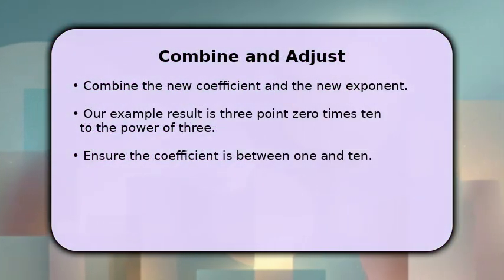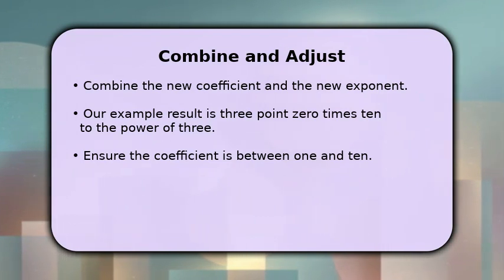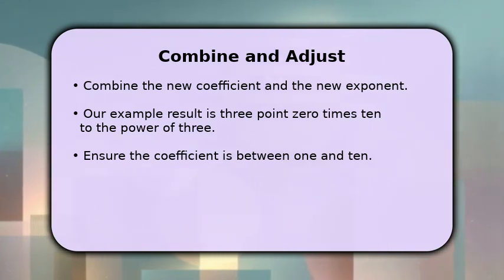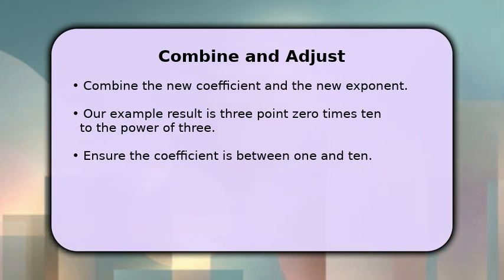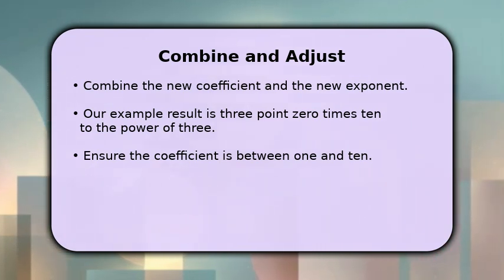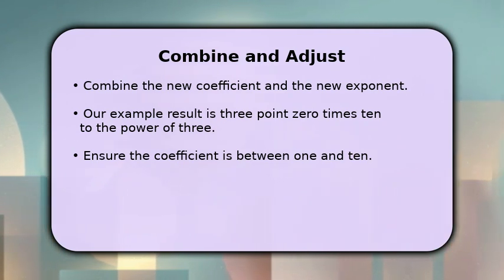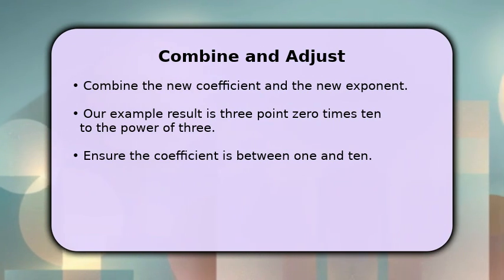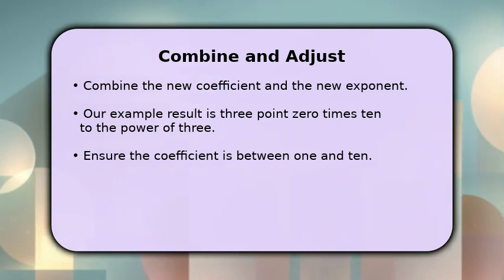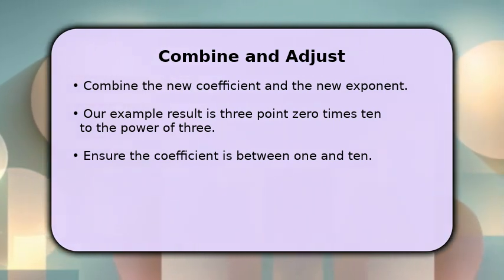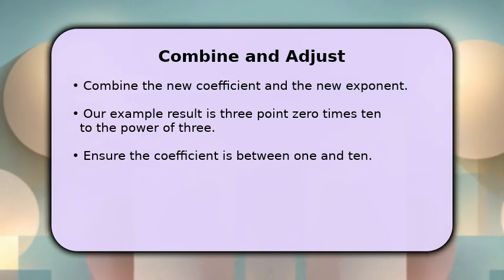Finally, combine your new coefficient and your new exponent. In our example, this gives us 3.0 times 10 to the power of 3. Always check that your final coefficient is a number between 1 and 10, not including 10 itself. If it's not, you'll need to adjust the coefficient and the exponent accordingly to maintain proper scientific notation format.